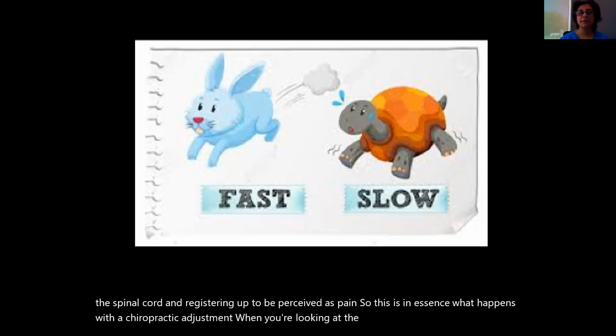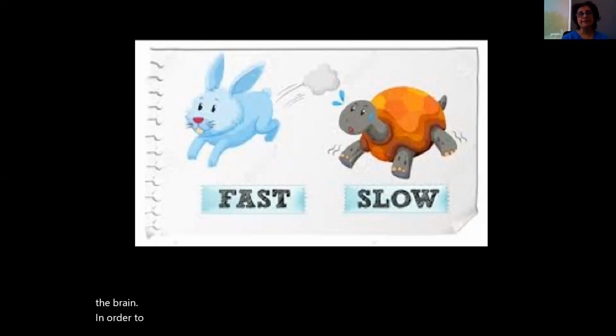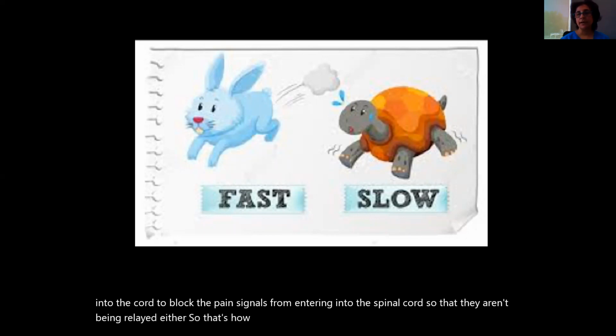the neuroscience behind it. So you are basically trying to use the speed of these mechanoreceptors that are firing to the brain in order to block the perception of pain signals in our body, and also to release endorphins into the cord to block the pain signals from entering into the spinal cord so that they aren't being relayed either. So that's how you can use chiropractic to help manage pain.